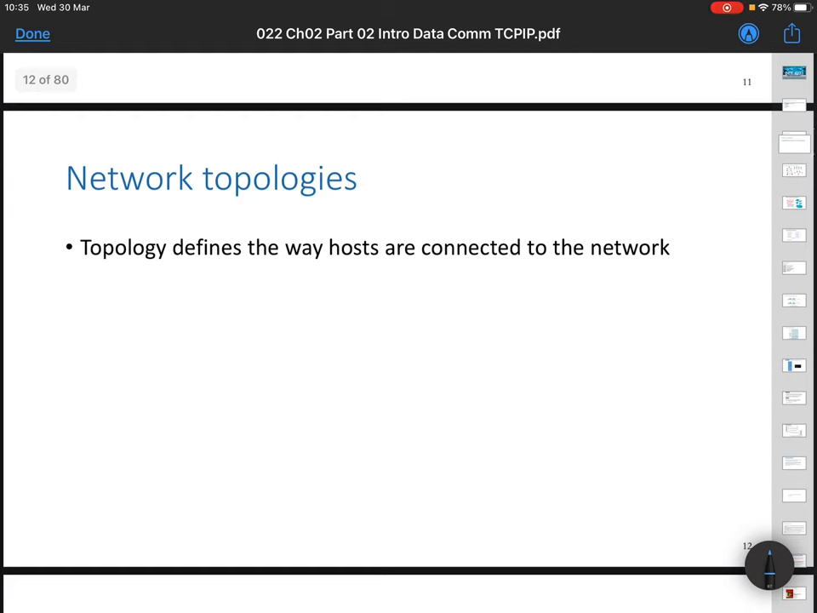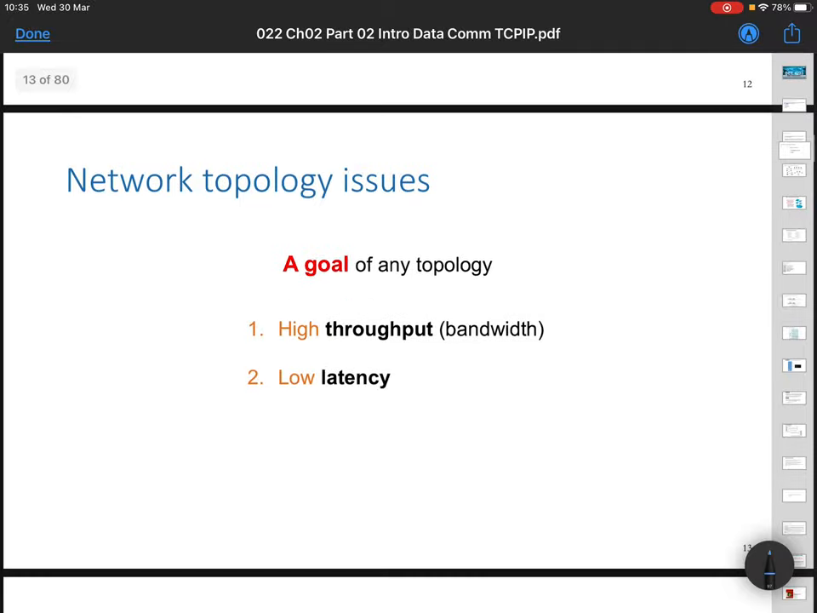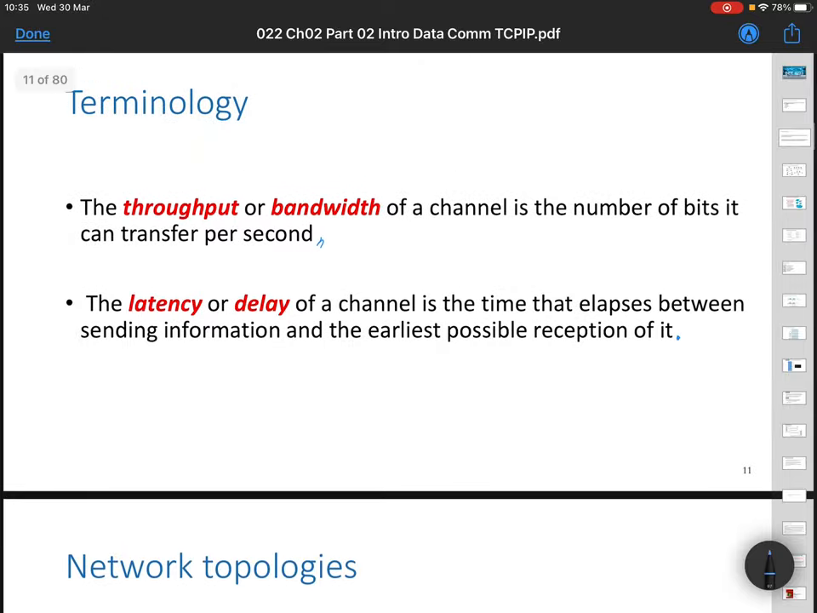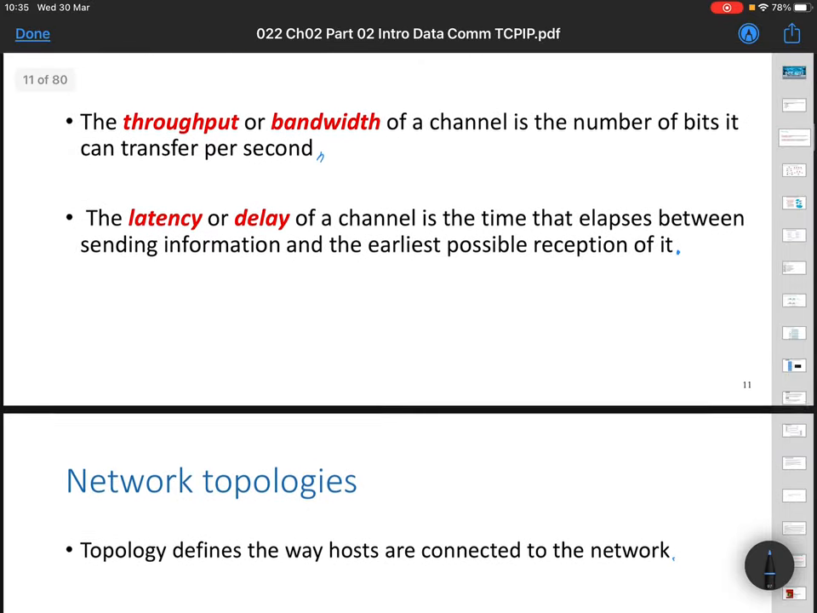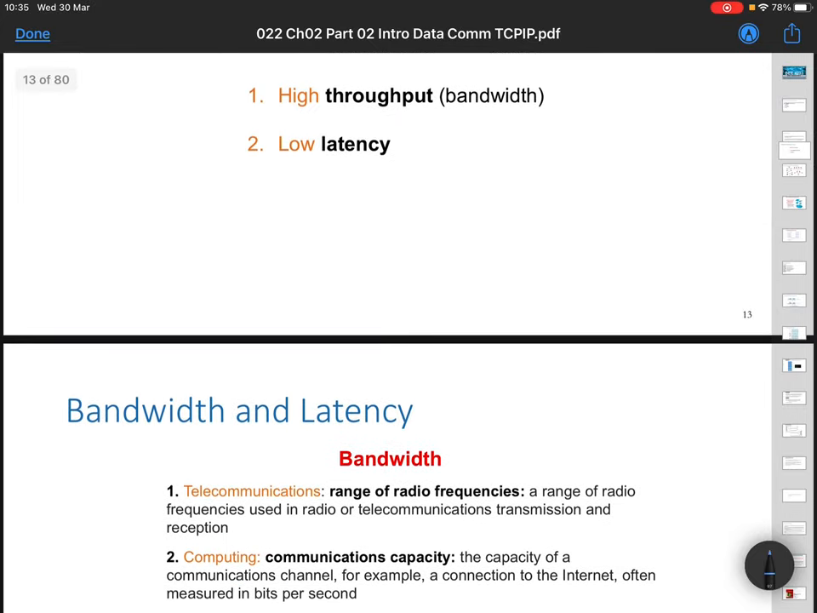Then next is network topologies. Topology defines the way hosts are connected to the network. A goal of any topology is, first, high throughput or high bandwidth, and second, low latency, low time taken. Meaning it is sending very fast.